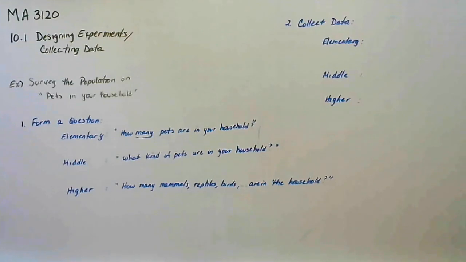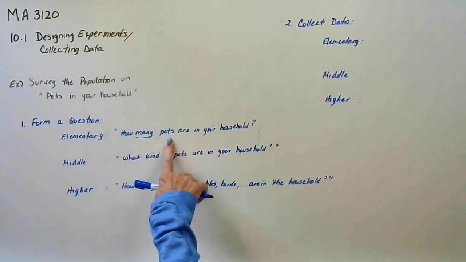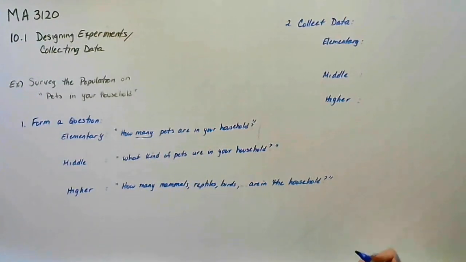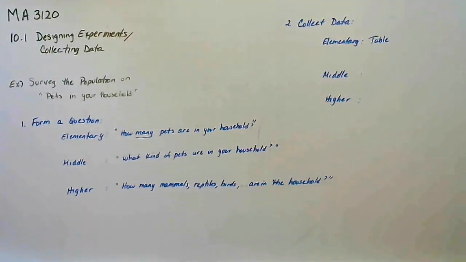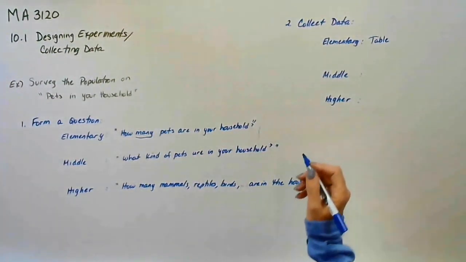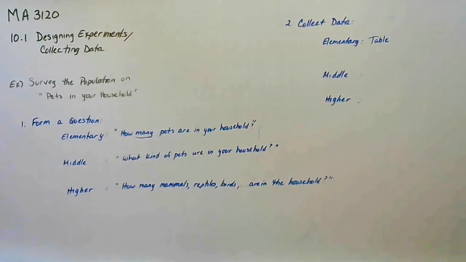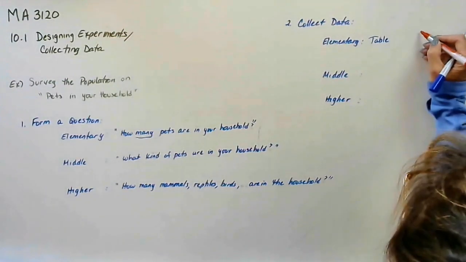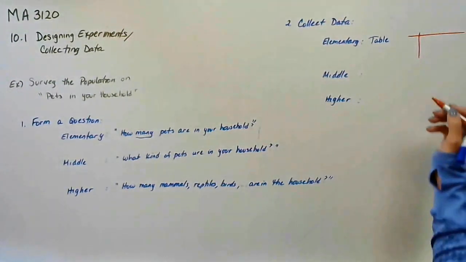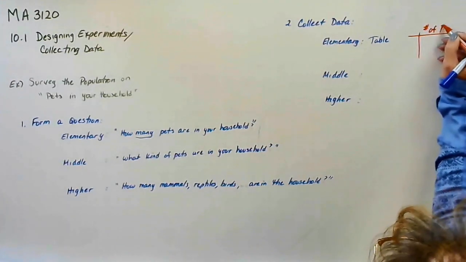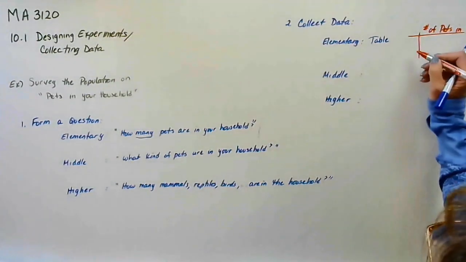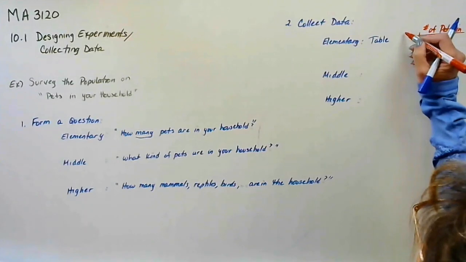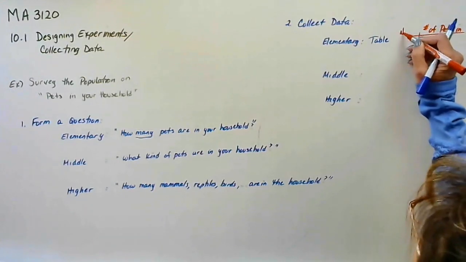We might go, okay, now that you've asked your elementary how many pets are in your household, how are you going to organize that data? Well, you might do a table of values. Okay? So what do I mean by that? Well, perhaps you have a table, and in that table, you say, all right, I'm going to make a table. And I'm going to say number of pets in the household. I think I'm about to run out of room. Number of pets in household. And then going down, you might have student name, child's name.